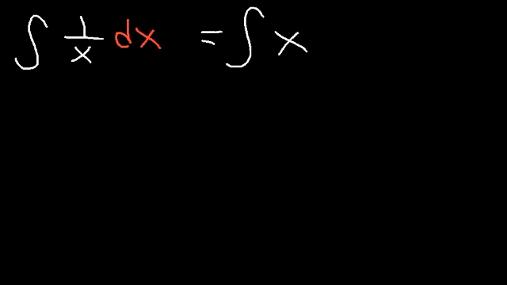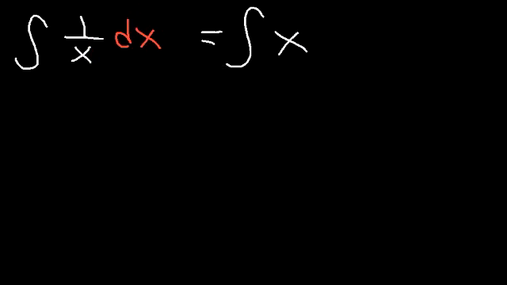Now let's find the antiderivative of 1 over x dx. So you might be thinking of doing this. If you move the x from the bottom to the top, it's going to be x to the minus 1. And if you add 1, negative 1 plus 1 is 0. x to the 0 divided by 0 is undefined. And it turns out that this is not the answer.